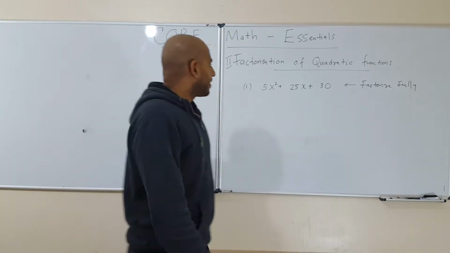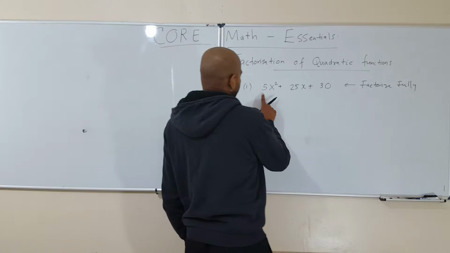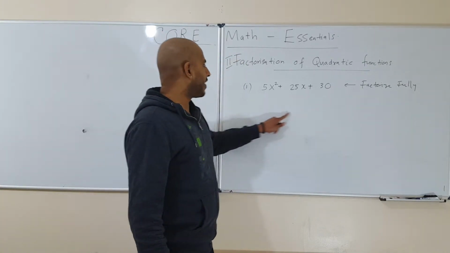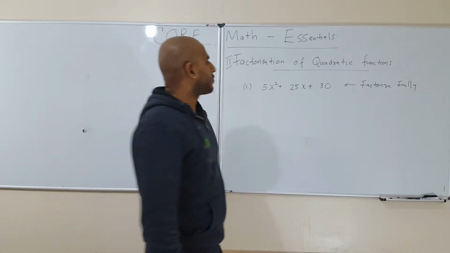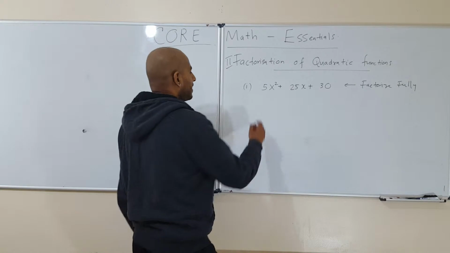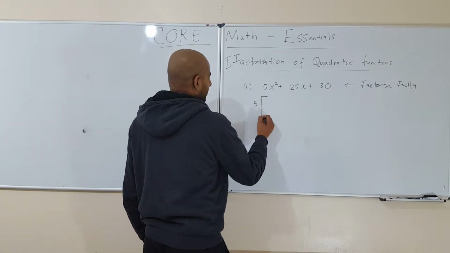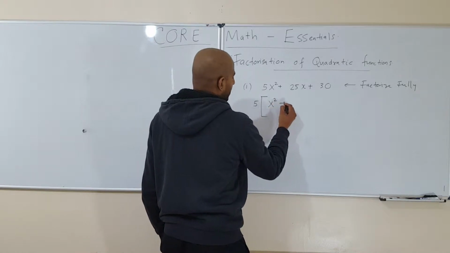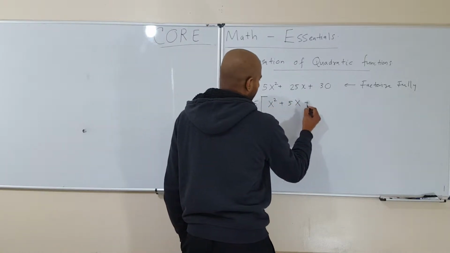factor. So let's see whether there's a common factor or not. We can clearly see 5 is a common factor because 5 goes into everything, isn't it? You can divide 5 by 5, you can divide 25 by 5, you can divide 30 by 5. So 5 is a common factor, obviously. So I'm going to take that 5 out. So what you're going to get here is x squared plus 5x plus 6.